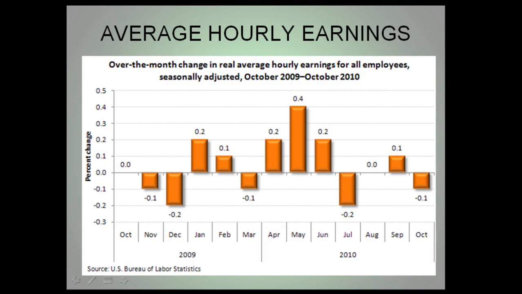So how does that manifest itself on the ground? There's surplus labor. Labor is abundant. Labor is plentiful and cheap. So what happens to average hourly earnings? We're getting very minor readings above and below the 0 line, showing us that labor has no pricing power. People are willing to work for less.